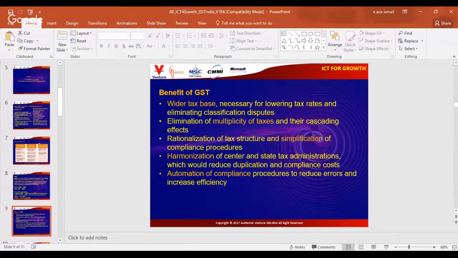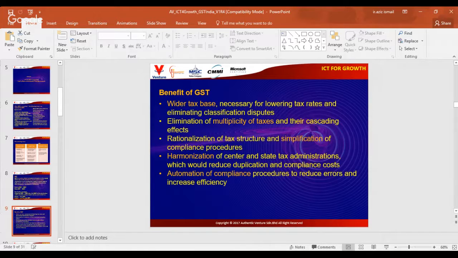Of course, some of you will ask what is the benefit of the GST in all this. If you go to the government website, you can actually see a lot of write-up on the various benefits of the GST. I'll mention some of them here. For example, a wider tax base, probably lower tax rates, and elimination of some classification disputes.